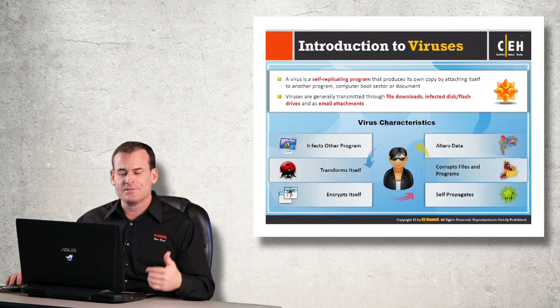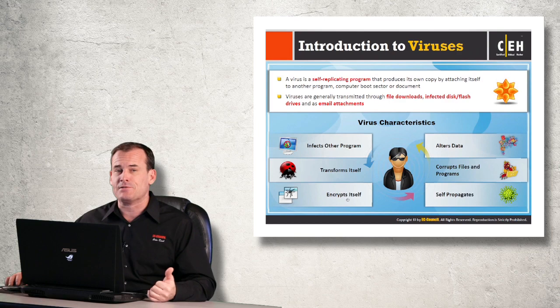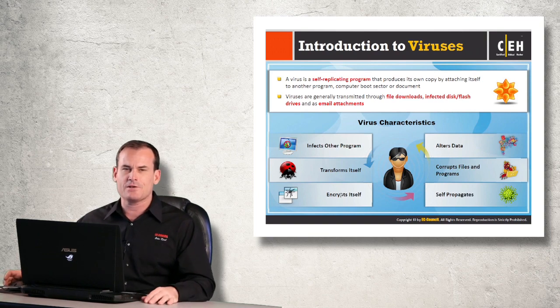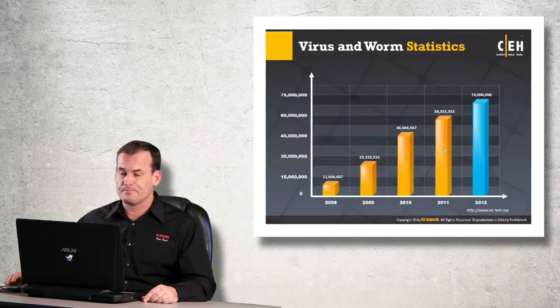So the characteristics: infects, transforms, may encrypt itself. Not always the case, but as far as encryption goes, if the virus is encrypted, how are we going to scan for it? Signature string detection is based on a known specific code string, and if we can't scan that code, we can't detect it from a scanning standpoint. So encrypting alters that signature string. We also have polymorphism and metamorphism, which we'll talk about. It alters, potentially self-propagates, corrupts files and programs, and potentially alters data.